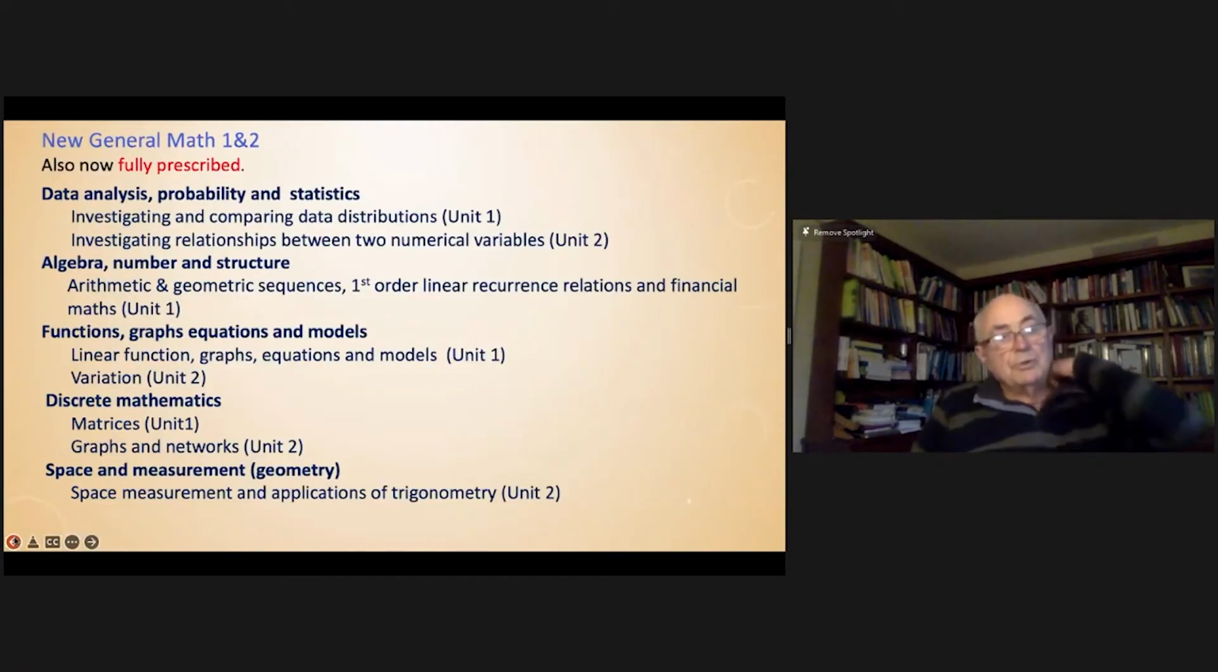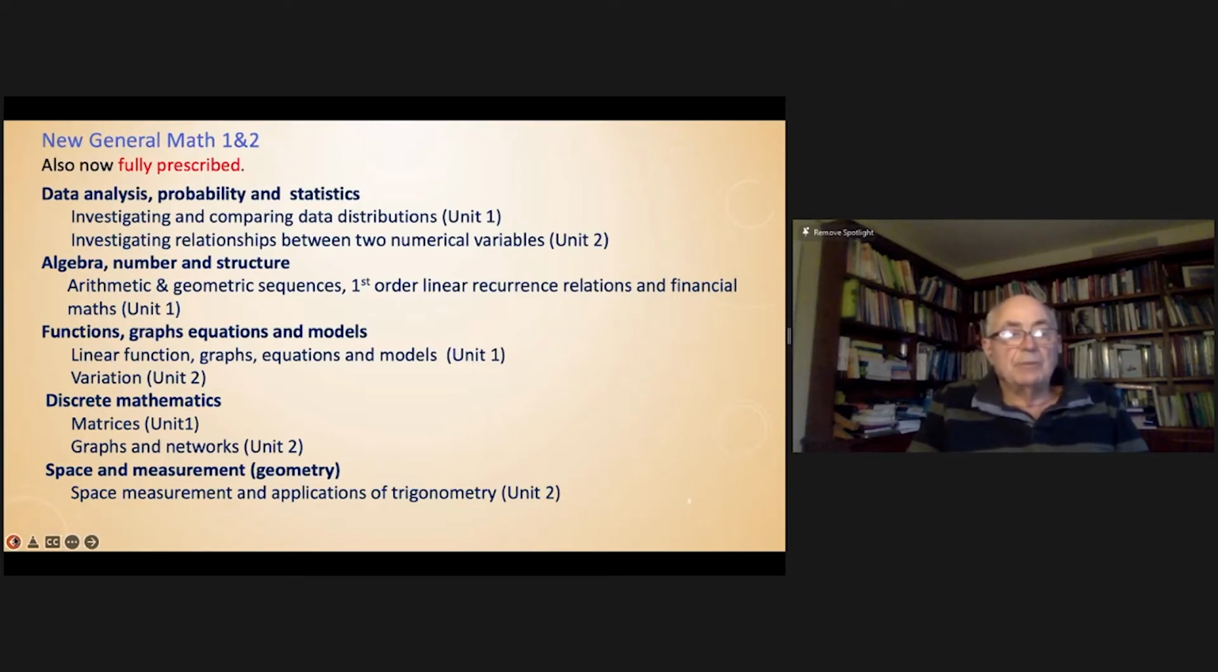Right, moving then on to General Maths 1 and 2. That's a more difficult thing to talk about. There's lots of changes in one sense. First of all, it's now fully prescribed. So students will have to cover material from the 5 areas of study: data analysis, algebra, functions, discrete mathematics, and spatial measurement. That is prescribed in the study design.